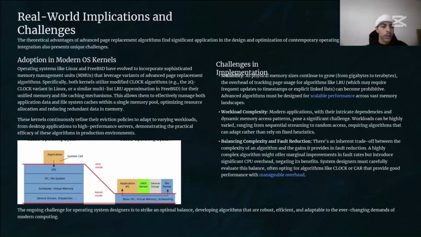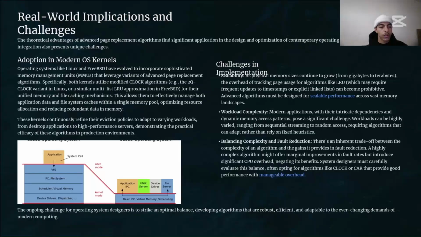Okay, let's talk about adoption in modern OS kernels. Operating systems like Linux and FreeBSD have evolved to incorporate sophisticated memory management units (MMUs) that leverage variants of advanced page replacement algorithms. Specifically, both kernels utilize modified clock algorithms. An example is the 2Q clock variant in Linux, or a similar multi-list LRU approximation in FreeBSD.